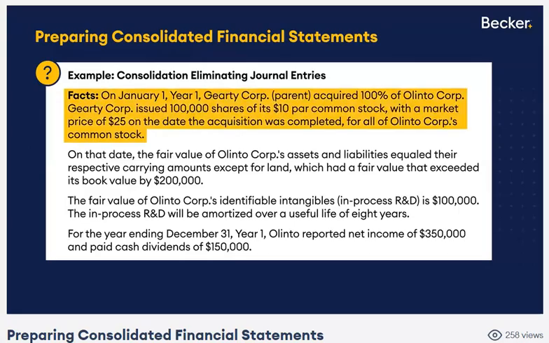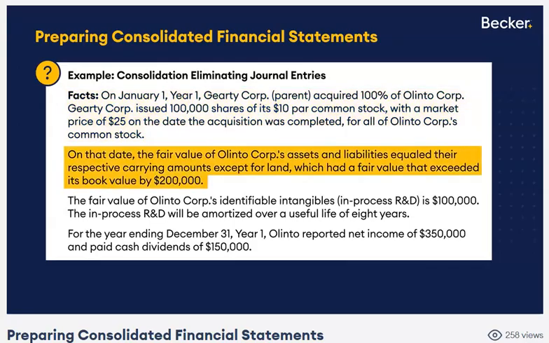So in January, Garrity acquired 100% of a subsidiary, and they issued 100,000 shares of their own par value stock. Now, do we use par value or do we use the fair value? Right, it's the fair value that we use. So on the acquisition date, the fair value was $25. So if we gave them 100,000 shares, that's $2.5 million is what we paid. That's the fair value of the shares we surrendered, $2.5 million. All right, let's continue on.